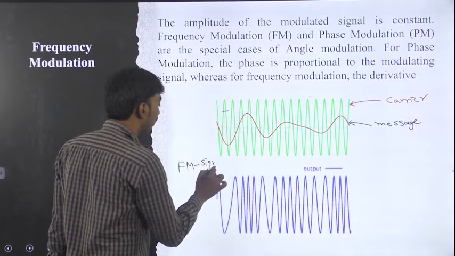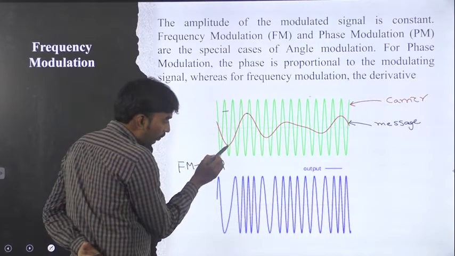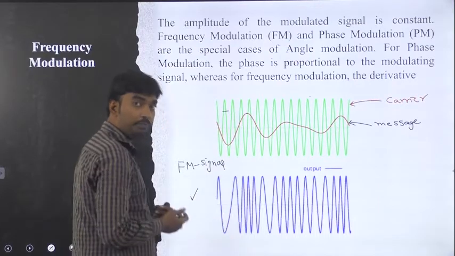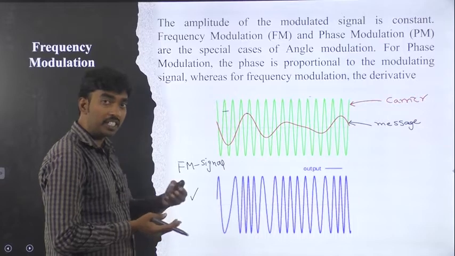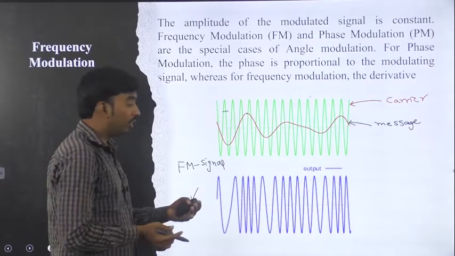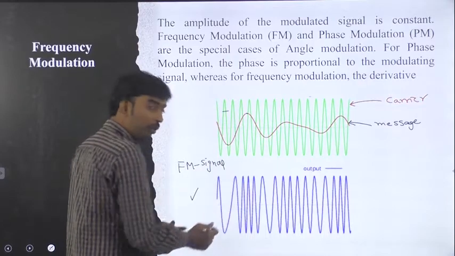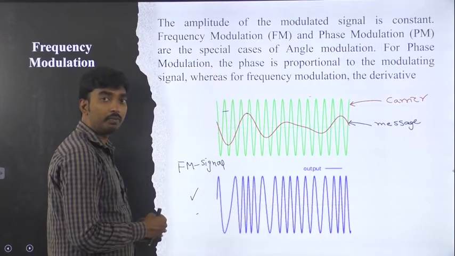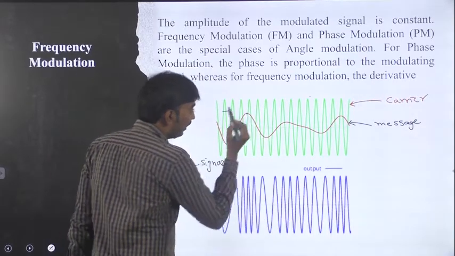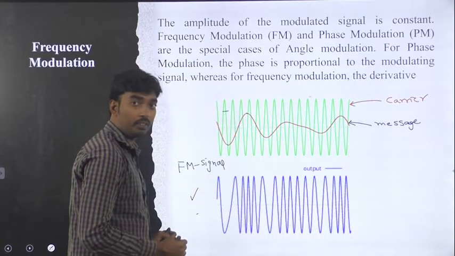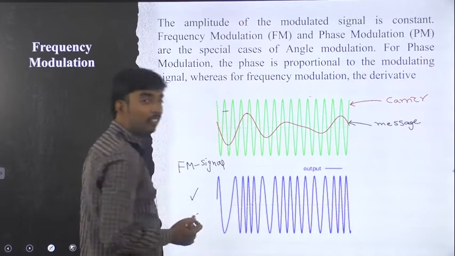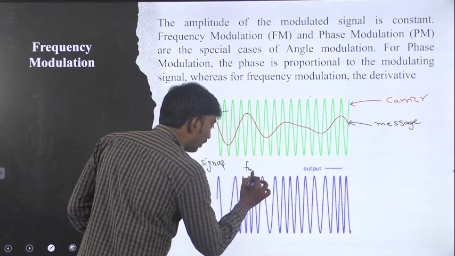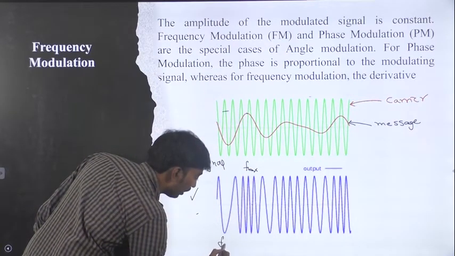If you observe, whenever the message signal is low, the frequency is low, similar to the amplitude. Message signal high, amplitude of the modulated signal is high. Here whenever message signal is low, the frequency is low. It's the cycles which are wider apart. Whenever the message signal is high, if you see, it is compressed. The time taken for one full cycle is very less. That means the frequency is high. Now here maximum frequency, here minimum frequency.